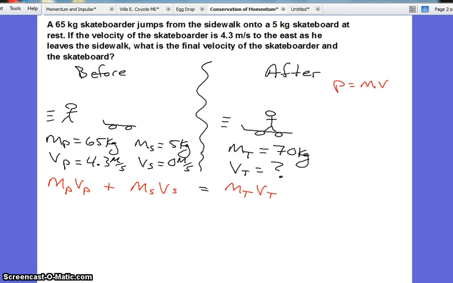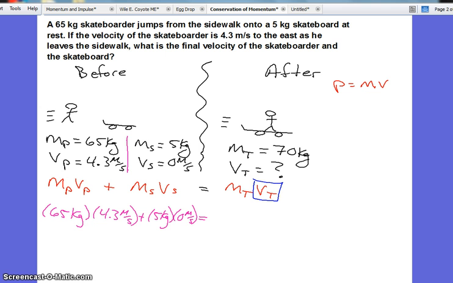And we are supposed to find the velocity of the skateboard and the skateboarder together as the skateboarder lands on the skateboard. So we're going to write down our values. We're going to do our substitutions here. So we have 65 kilograms times 4.3 meters per second plus 5 kilograms times 0 meters per second. We see if we write our givens down as such, we can easily write this equation.